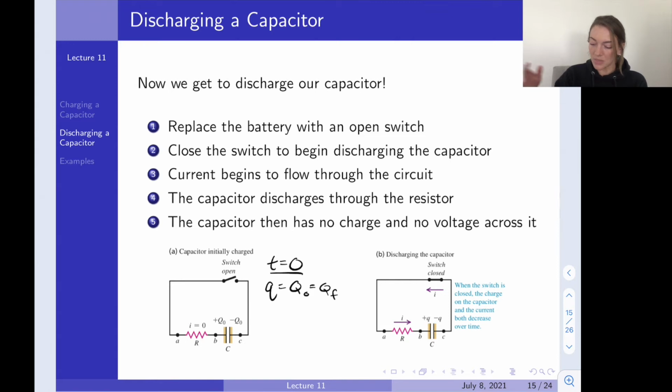Then sometime later, when our capacitor is fully discharged, the charge on our capacitor is 0. So when t is no longer equal to 0, sometime later, the charge on our capacitor has gone down to 0. Now we're going to have to write equations for the time-dependent charge and the time-dependent current for discharging our capacitor, just like we did for charging our capacitor.